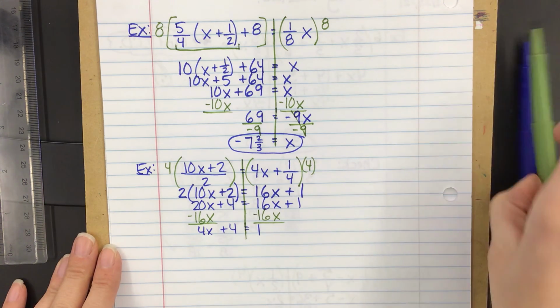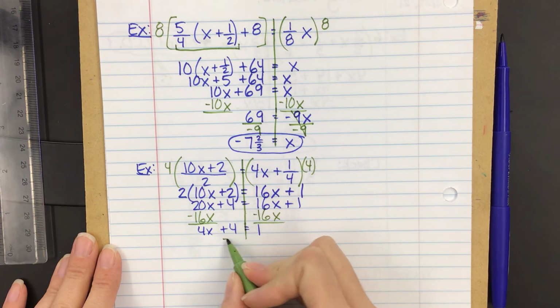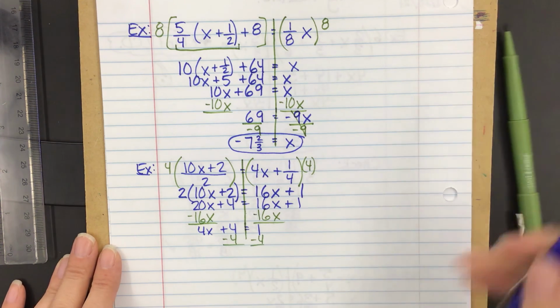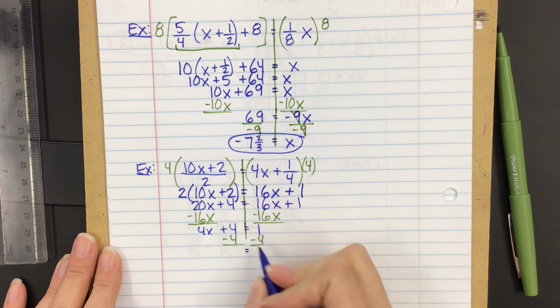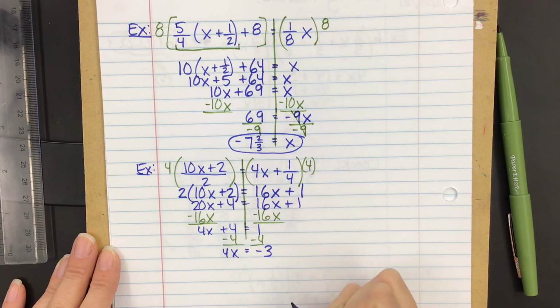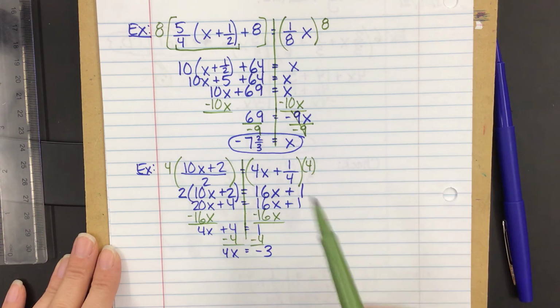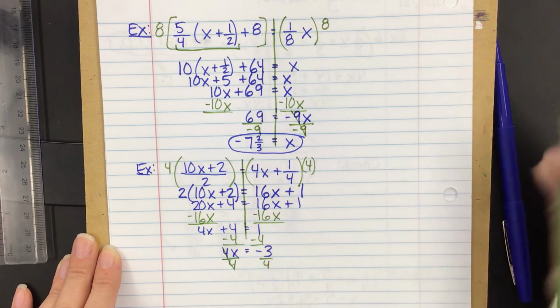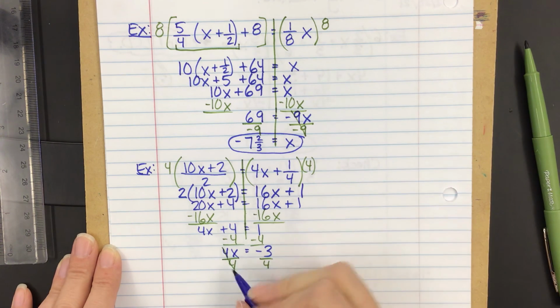I'm going to subtract 3 from both, or sorry, subtract 4 from both sides. I was one operation ahead in my brain because this is going to be -3 over here. And then we have 4x equals -3. Divide both sides by 4. And you get x is equal to -3/4. Okay.